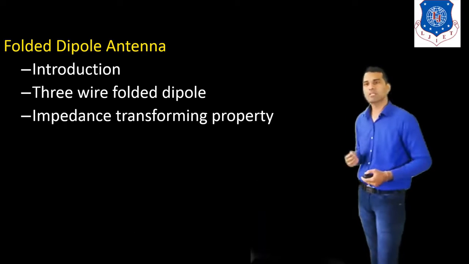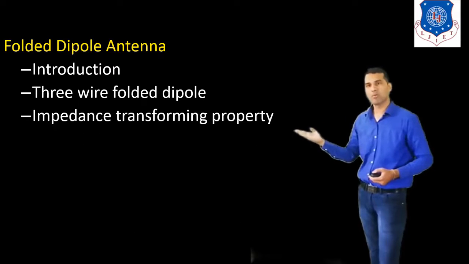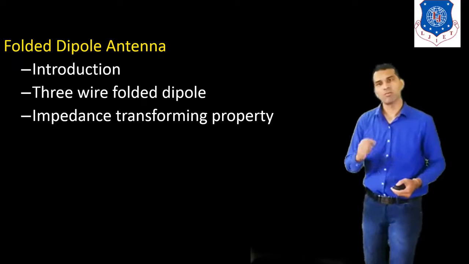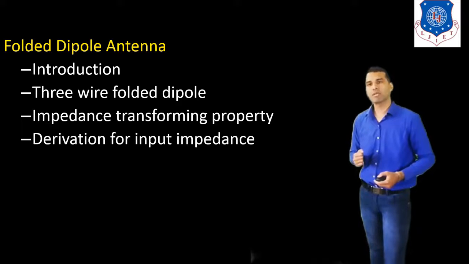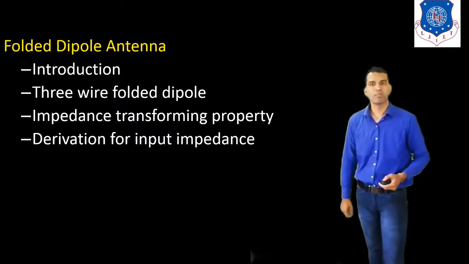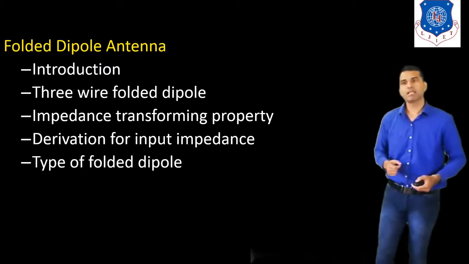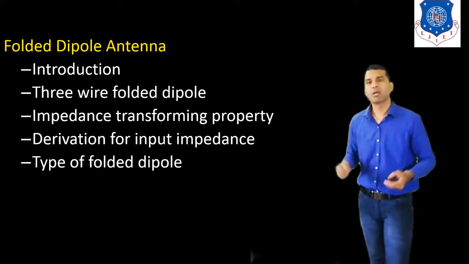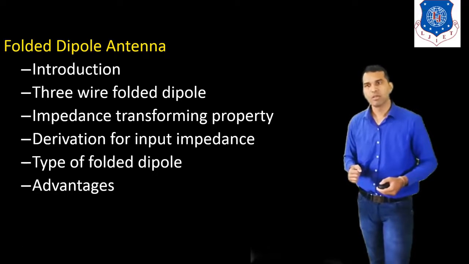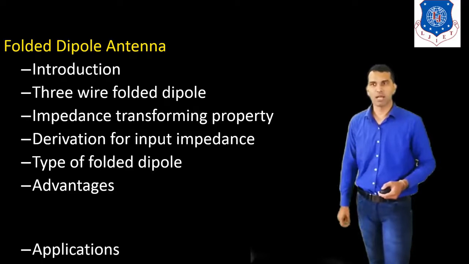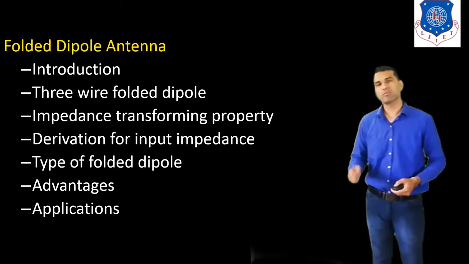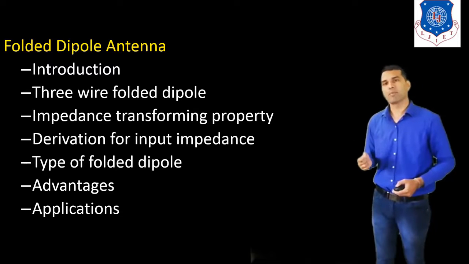Then next we discuss the impedance transforming property of the folded dipole antenna. Then we discuss the derivation for input impedance. Next we discuss the types of the folded dipole antenna. Next we discuss the advantages of the folded dipole antenna. And last we discuss the applications of the folded dipole antenna.